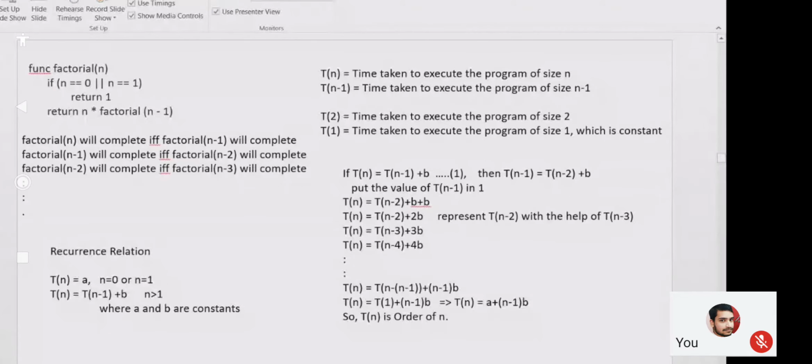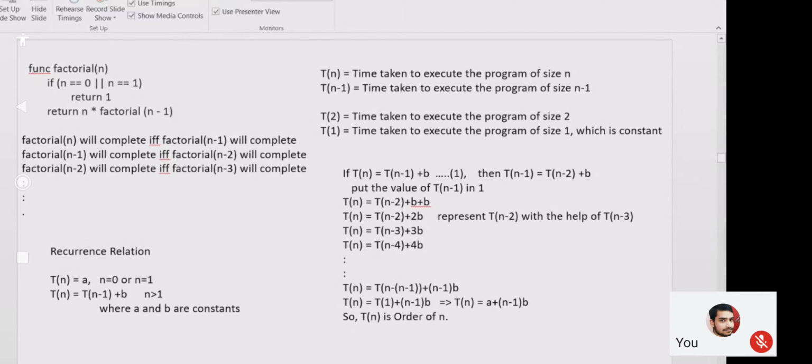Now I have to derive the time complexity. So T of n is equal to T of n minus 1 plus B. This is equation number 1. Now, if T of n is T of n minus 1 plus B, then we can write T of n minus 1 is equal to T of n minus 2 plus B, because to complete fact of n minus 1, we have to complete fact of n minus 2. So T of n minus 2 is the time taken to execute the problem of size n minus 2.